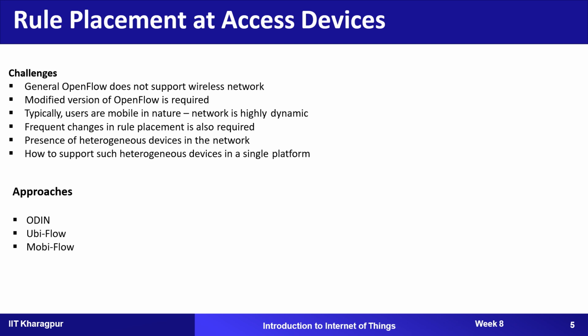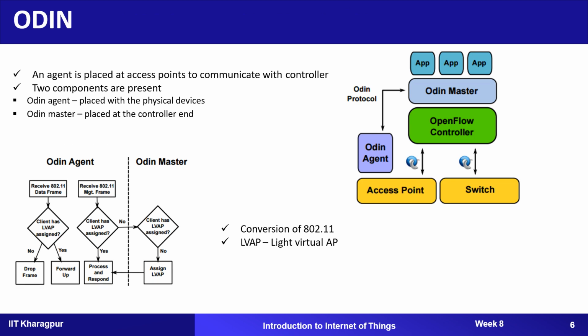Now the approaches that can be adopted in order to integrate your SDN with wireless networks: we will discuss 3 approaches. The first one is ODIN, second is OBFlow, third is MobiFlow. Basically these are the approaches or methods provided by various researchers. If you want to know about these approaches in detail, you can read the research papers. I'll give a brief overview of all 3 approaches.